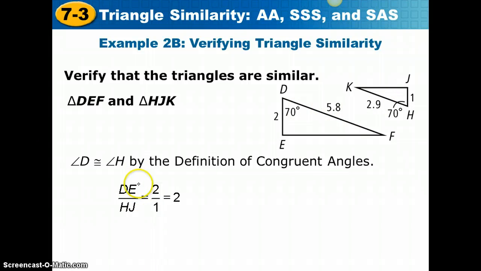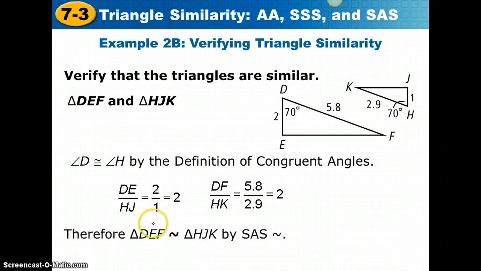Now we want to check the proportionality of corresponding sides. DE corresponds to HJ. That ratio would be 2 to 1, which is just 2. And I want to check the ratio of the other sides, DF and KH, the other two given sides. DF to HK is 5.8 over 2.9. When you reduce that, that is the same ratio, 2.